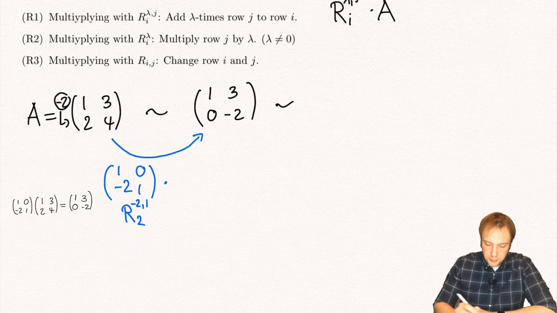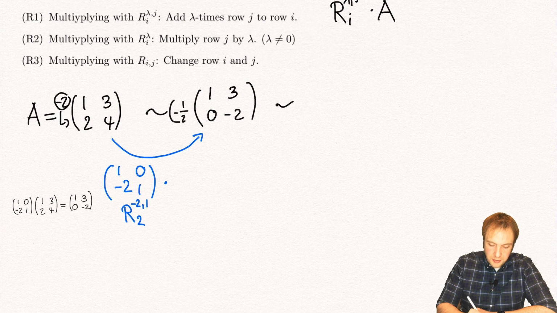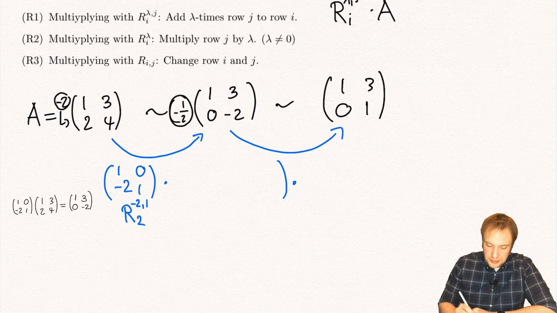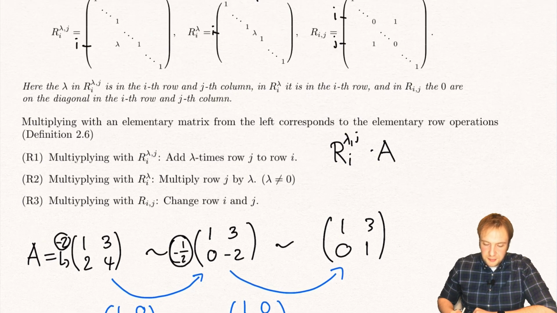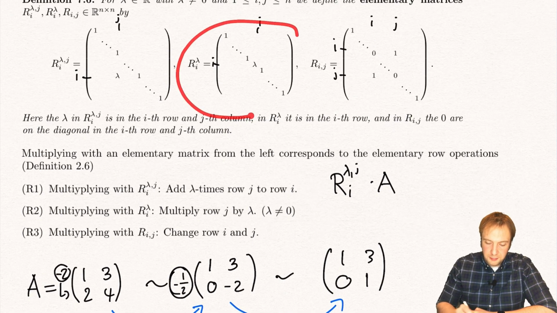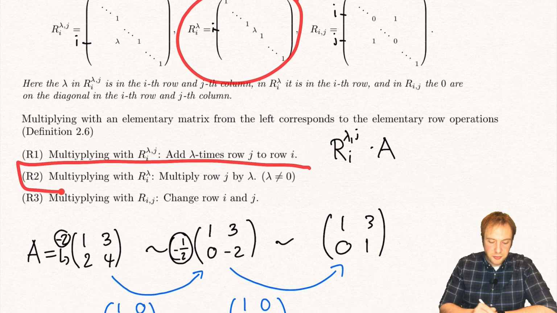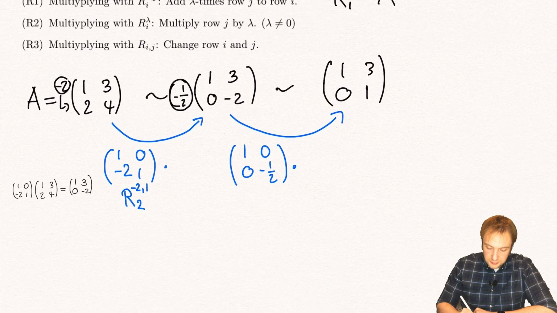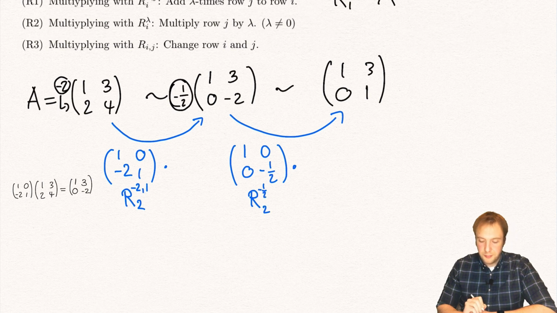So then the next step was we multiply by minus 1/2, to get 1, 3, 0, 1. And this now corresponds, from there to there, to multiplying from the left with a matrix where we have minus 1/2 here. So this is now a matrix of this type, because we do row operation 2, where we multiply a row with a number lambda. And so with this notation it would be R minus 1/2, 2.